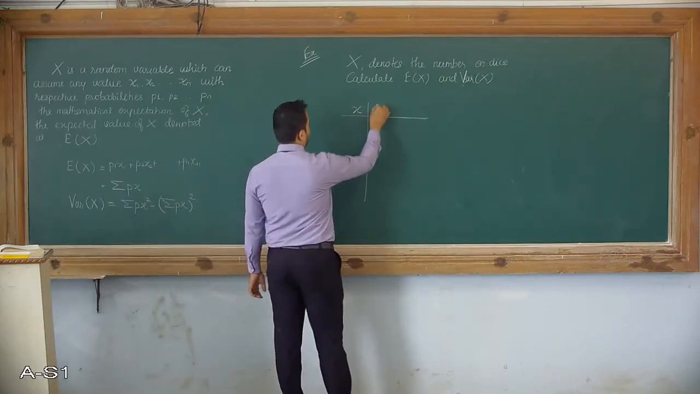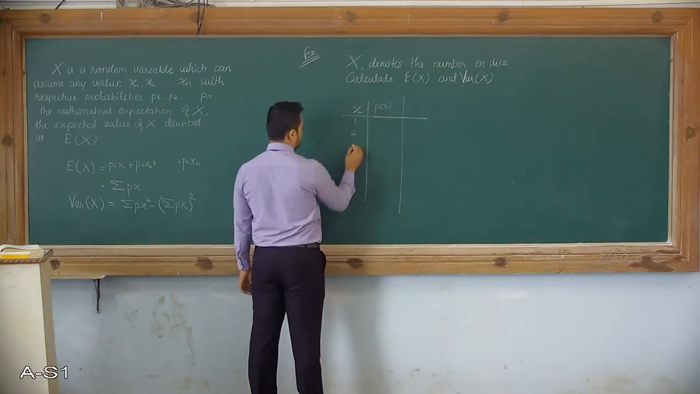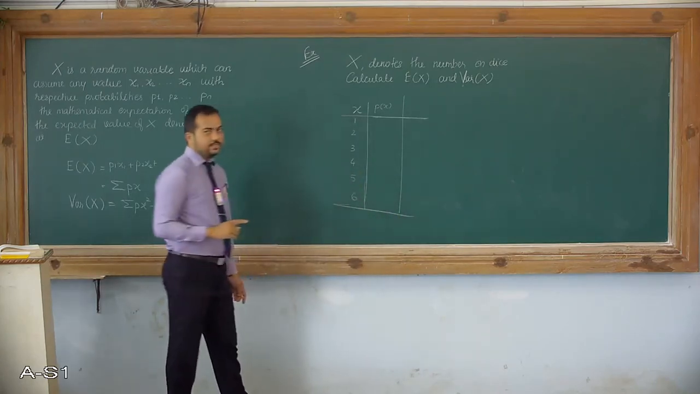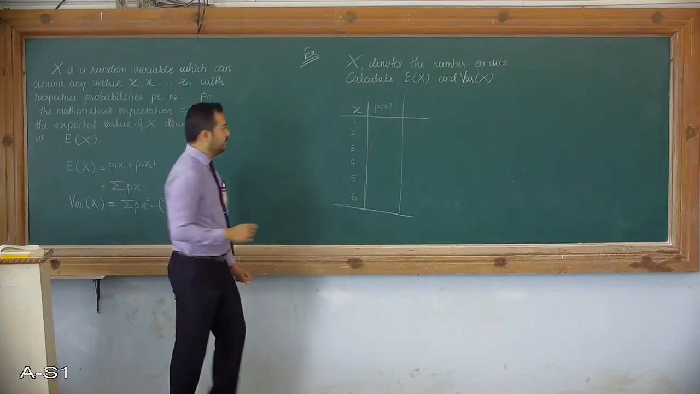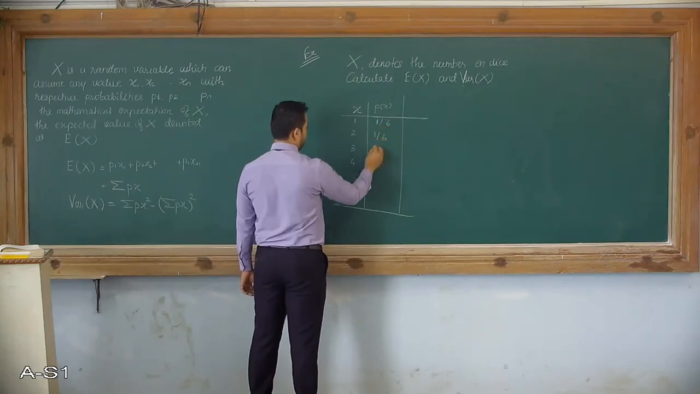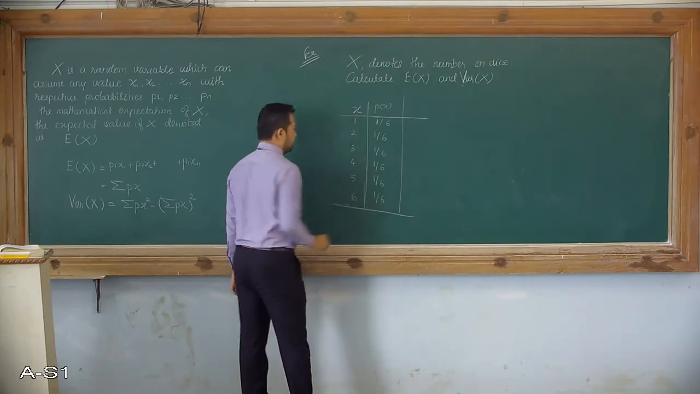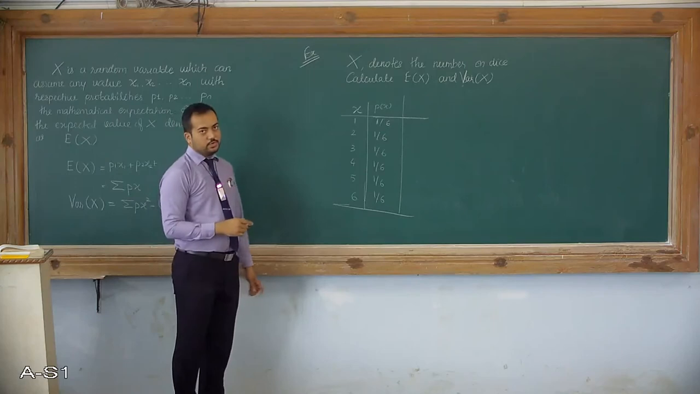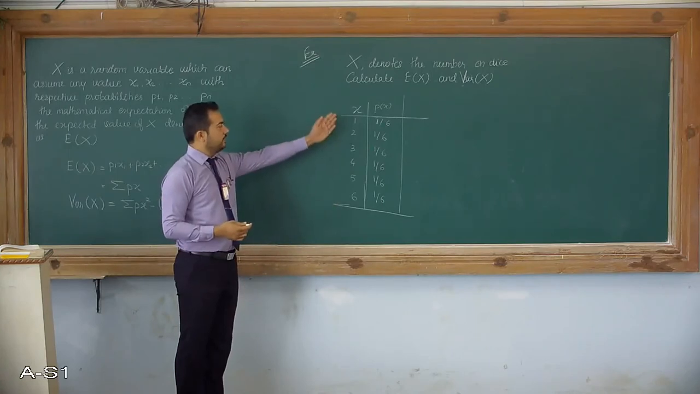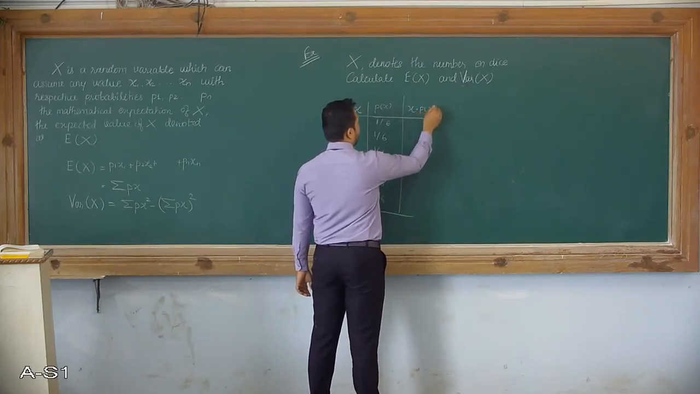So we can have here the probability of x. We have the values 1, 2, 3, 4, 5, 6. And when it is one die, each one of them has the same probability. So P of X for getting 1 is 1 by 6, this is also 1 by 6, and 1 by 6 for each of the values. Then the expected value of X we need to calculate. We need to multiply X into P of X, so these two we need to multiply.